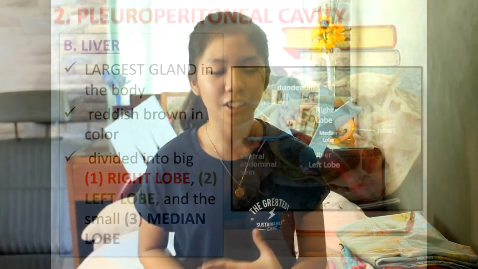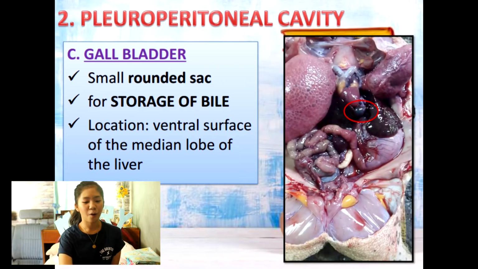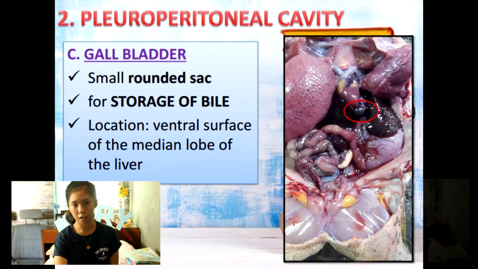So the liver is in charge of the production of bile, and it is also in charge of filtering toxins and chemicals. The gallbladder is a small rounded sac, and it is used for the storage of bile, same as in humans. And it is located in the ventral surface of the median lobe of the liver.